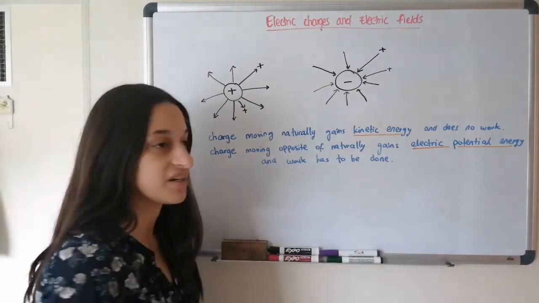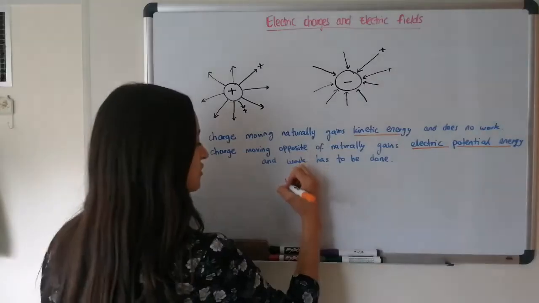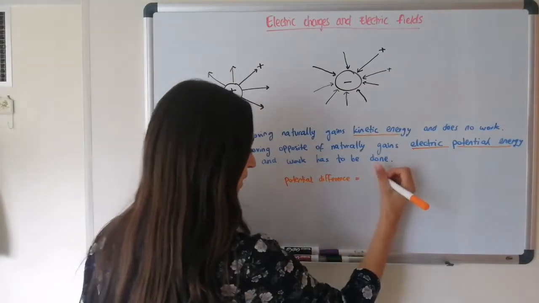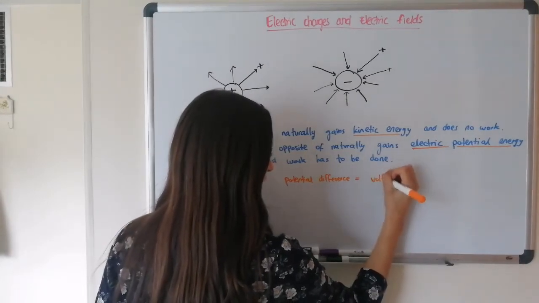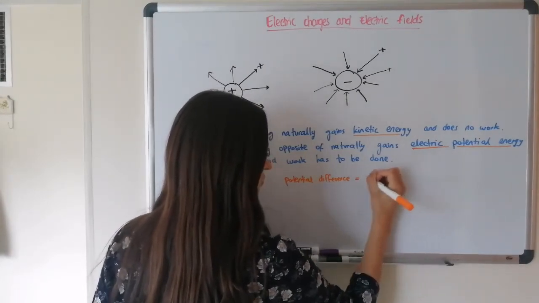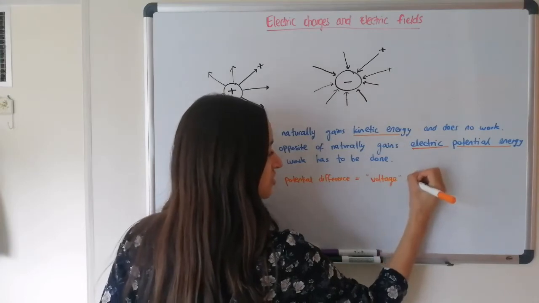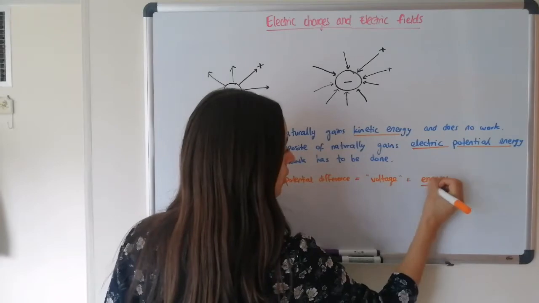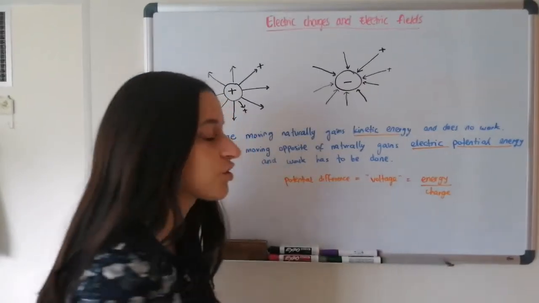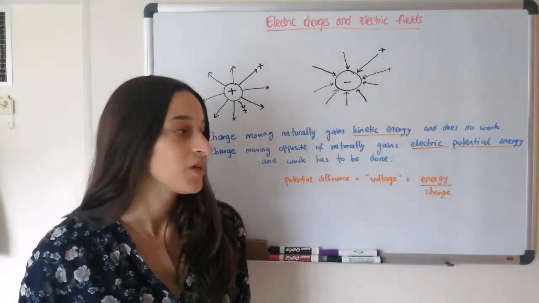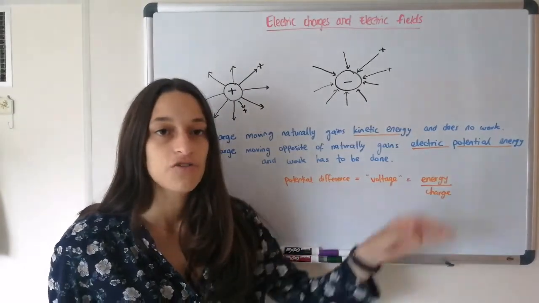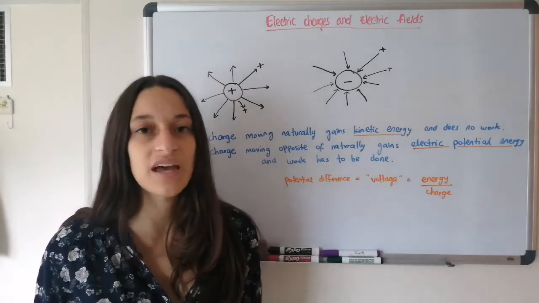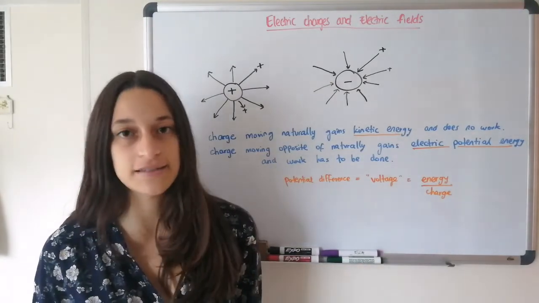And just to give a quick introduction to what we're going to see in the next video, this electric potential energy that it gains is called potential difference, which is also called, and you might have heard it spoken as, voltage. This voltage is defined as the amount of energy the charge acquired over the charge. So if a charge of 2 acquires an energy of 4 over 2, the voltage of the charge would be 2. So we're going to look at that further in the following class.